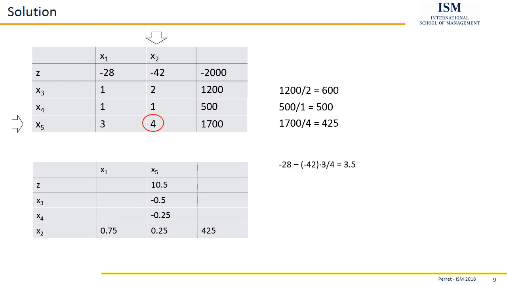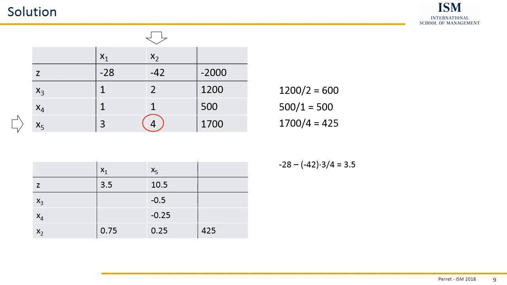Let's start with the upper left one, so the entry in the objective function. Here we had minus 28. Then we go minus, so -28 minus the value in the pivot column, that's a -42, times the corresponding value in the pivot row, that's a 3, and this then divided by the pivot element, divided by 4. Then we can just enter this into our calculator, and we would get a new value of 3.5.